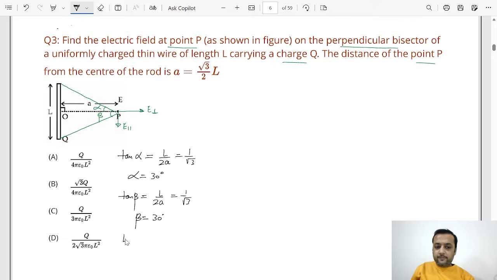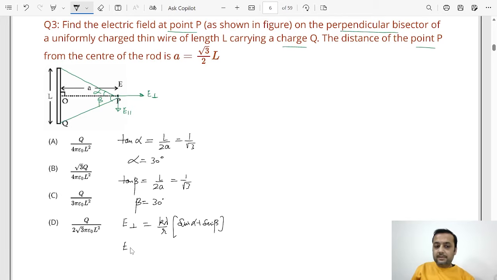Now what is the formula of the perpendicular component, if you recall? So that is K lambda by R into sine of alpha plus sine of beta. And E parallel is K lambda by R into cosine of beta minus cosine of alpha. All right, so basically what we can say here is that if alpha and beta both are equal, E parallel will become 0, because cos beta and cos alpha both will become equal. That means for this question E parallel is 0.